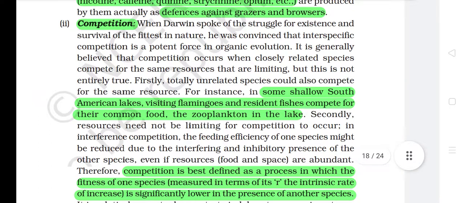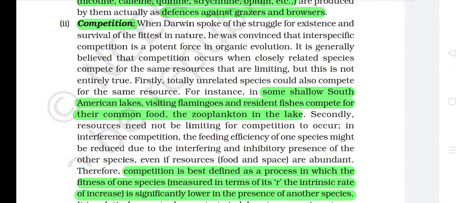3. Competition. When Darwin spoke of a struggle for existence and survival of the fittest in nature, he was convinced that interspecific competition is a potent force in organic evolution. It is generally believed that competition occurs when closely related species compete for the same resources that are limiting, but this is not entirely true.